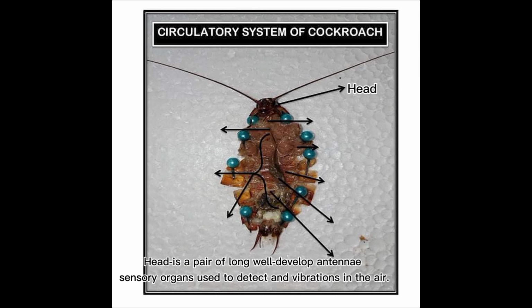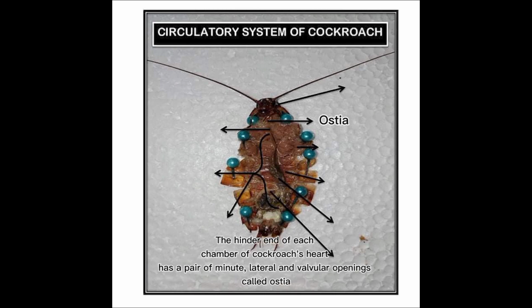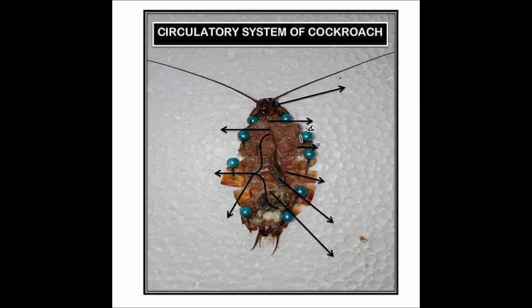vibrations in the air. The hinder end of each chamber of the cockroach heart has a pair of minute lateral and valvular openings called ostia. Alary muscles help in the alternate contraction and relaxation of the heart.